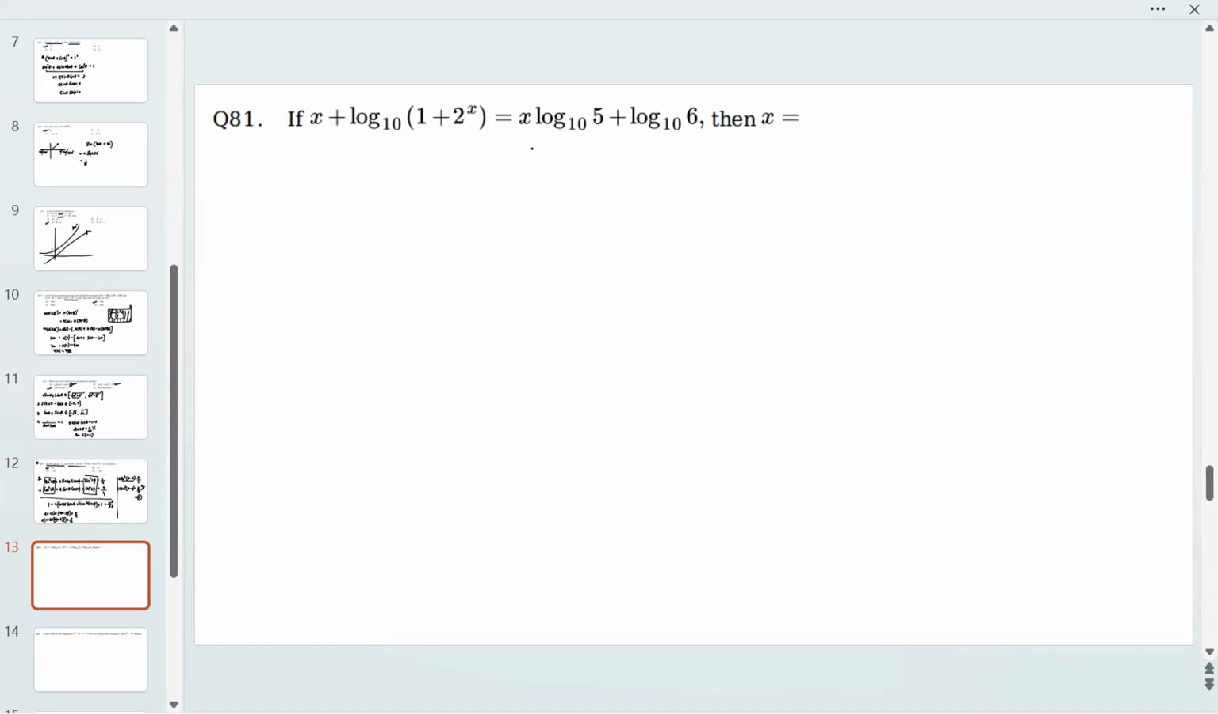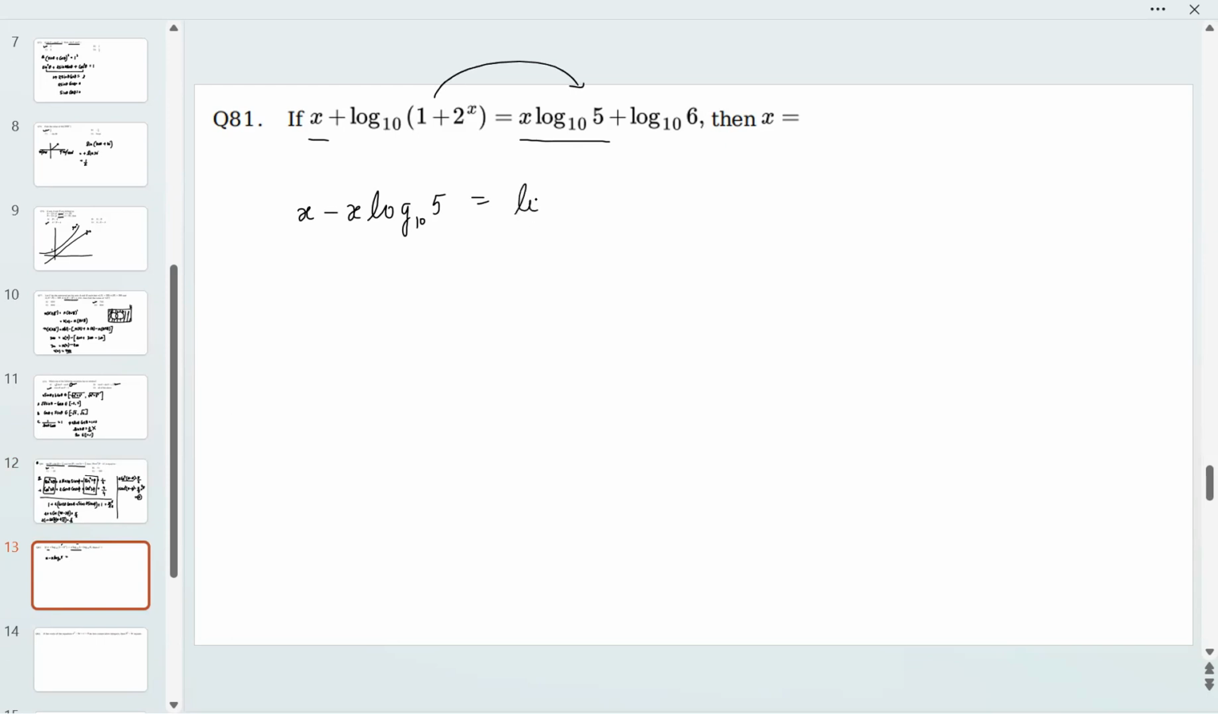There is x here, there is x here. So we can take it on one side and take it common. So I'll move this on the left hand side, so I'll get x minus x log 5. Since the base is 10, I am not writing the base here. And I will shift this to the right.